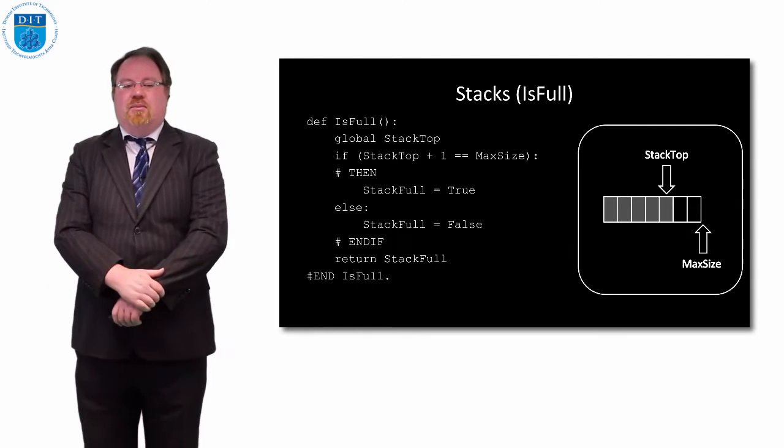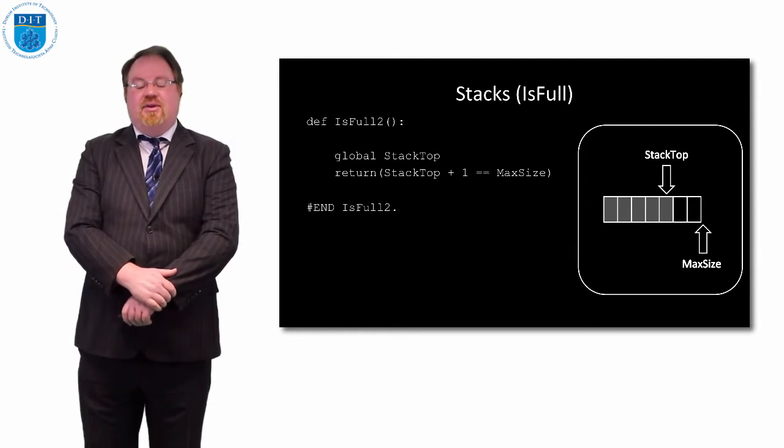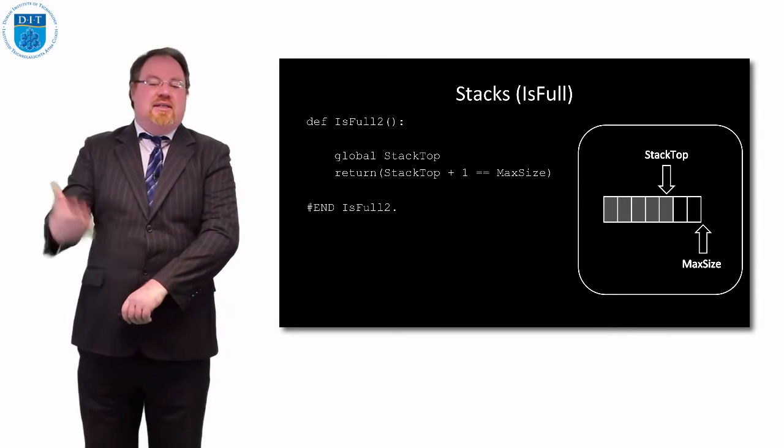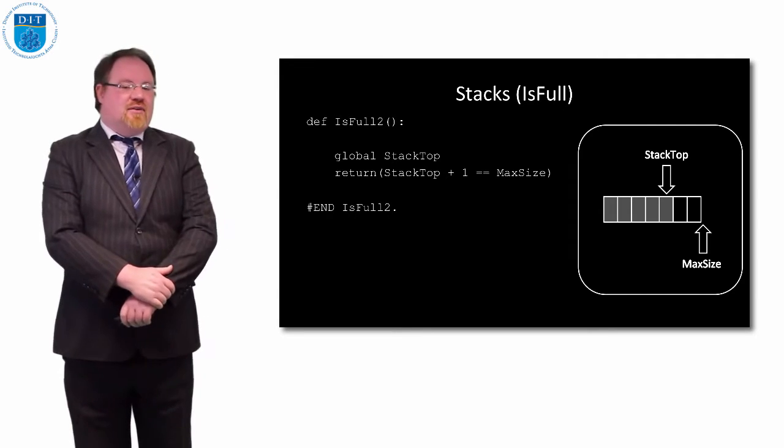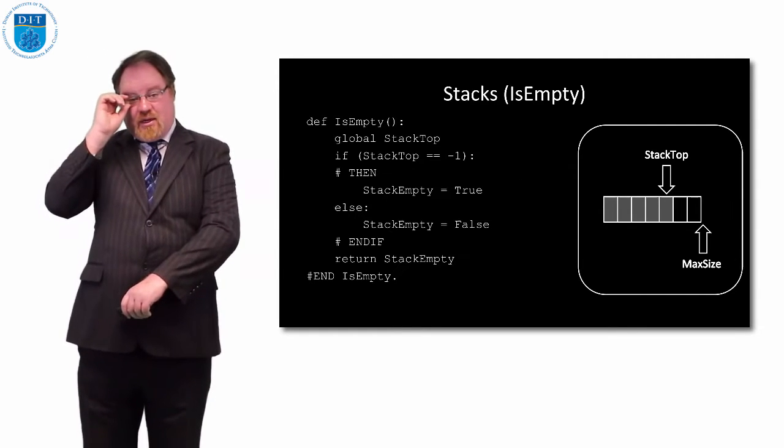And we can do that much quicker by just checking if stackTop, which is a global variable, is equal to maxSize. Perfect. If we want to check if the stack is empty, we just check if stackTop is equal to -1.